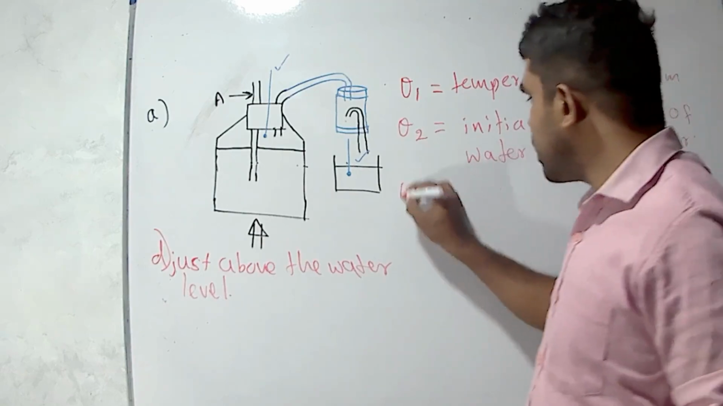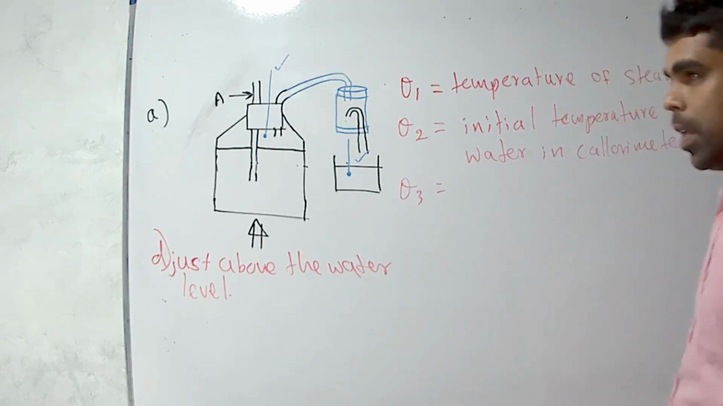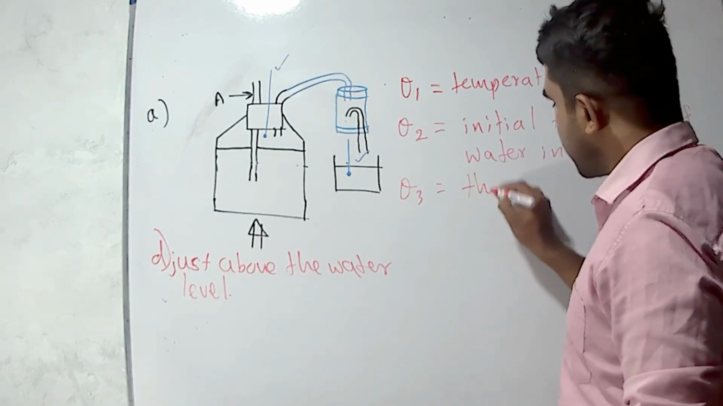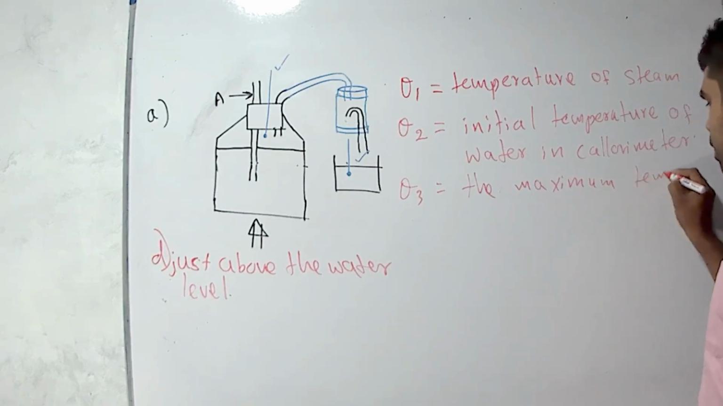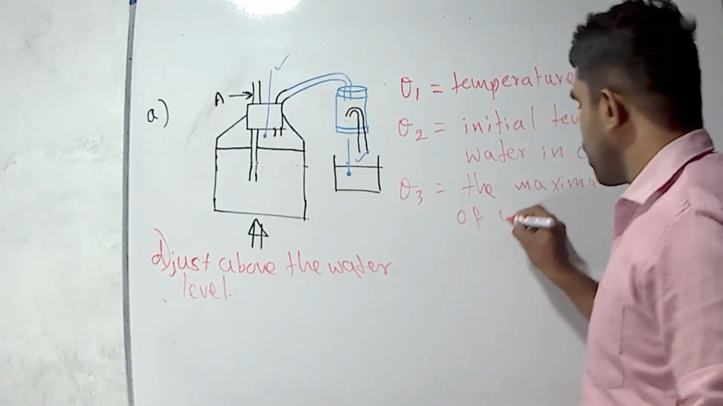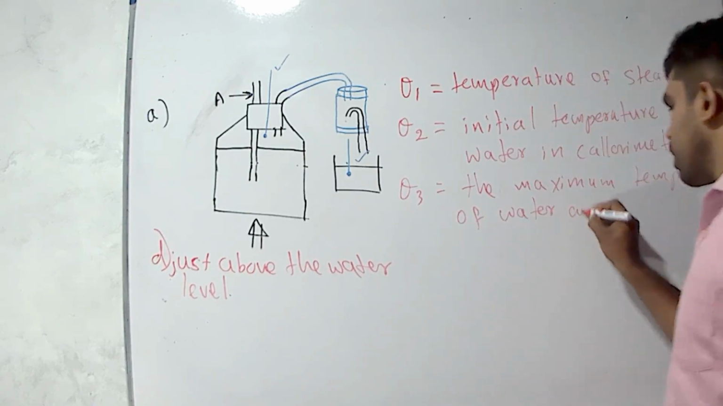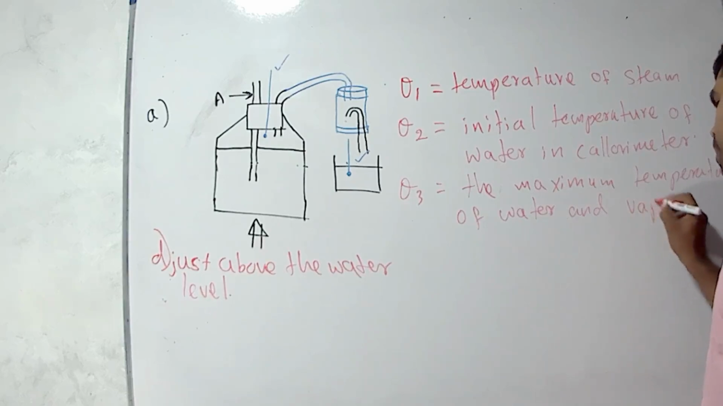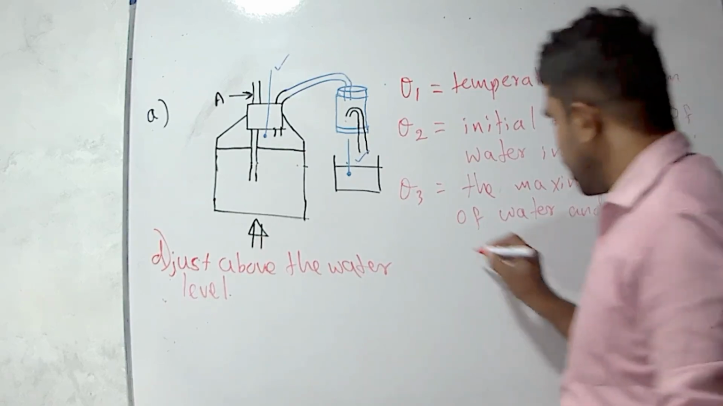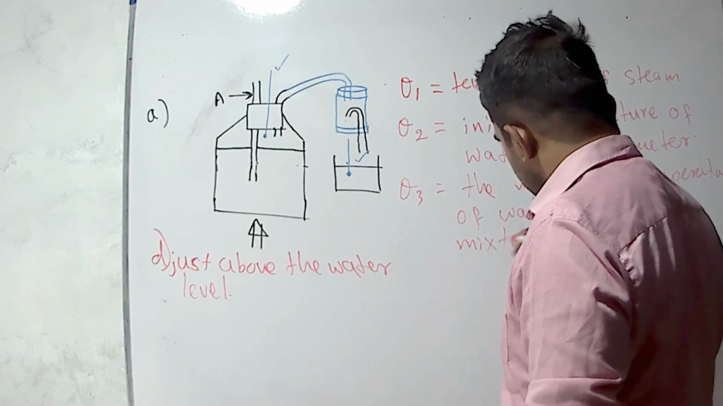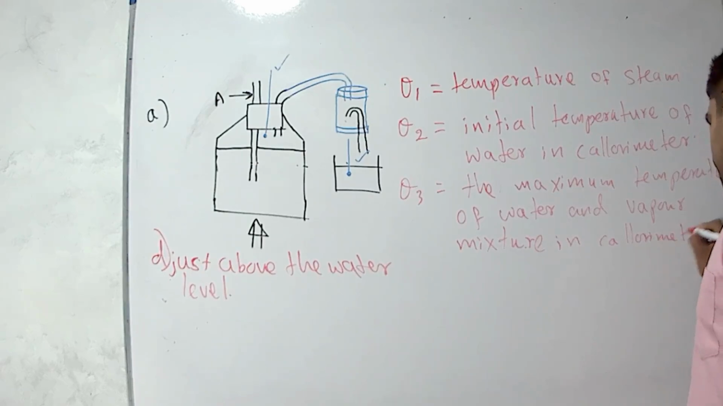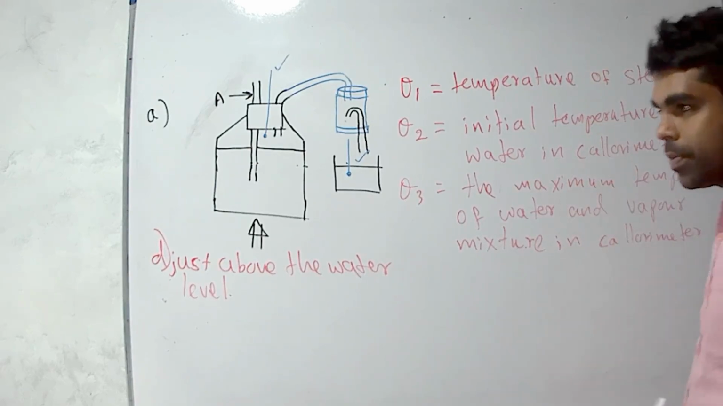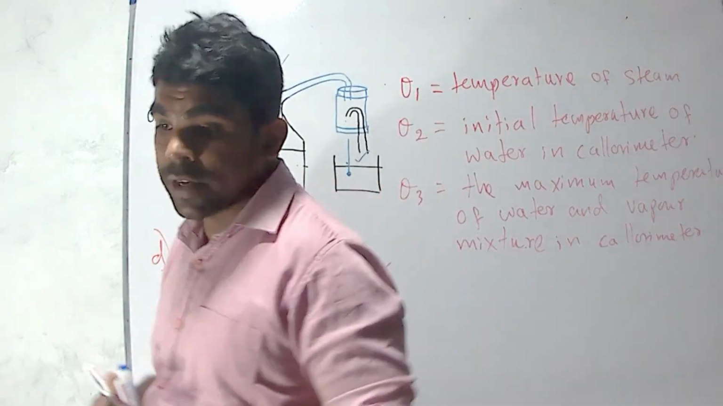Then the final reading: the maximum temperature of the water and vapor mixture in the calorimeter. You have to write in this order. It is the order of reading.